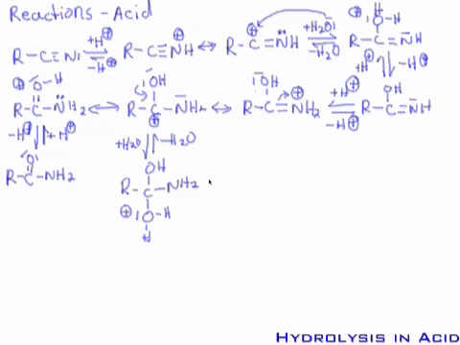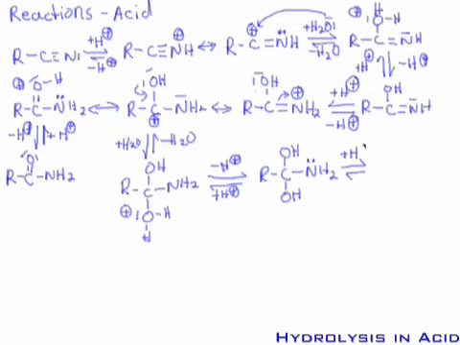Okay, next we take a proton and remove a proton, minus H plus, plus H plus, giving me R, C, OH, OH, and an NH2. The next step involves protonation of the NH2 lone pair, plus H plus, minus H plus.